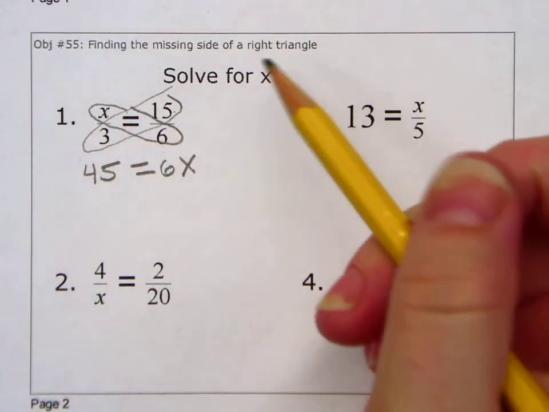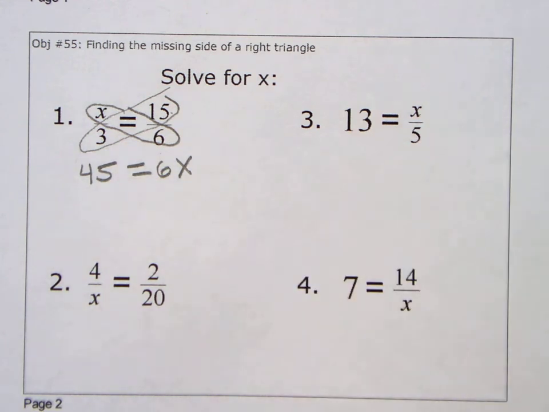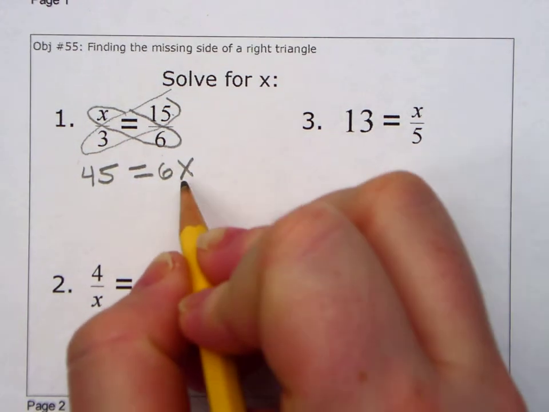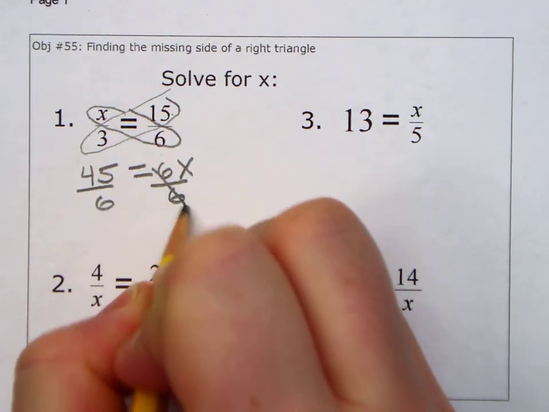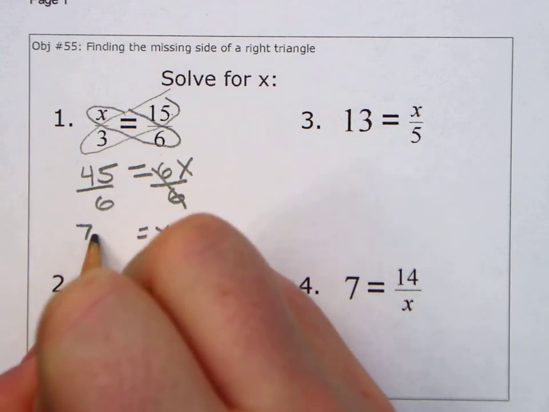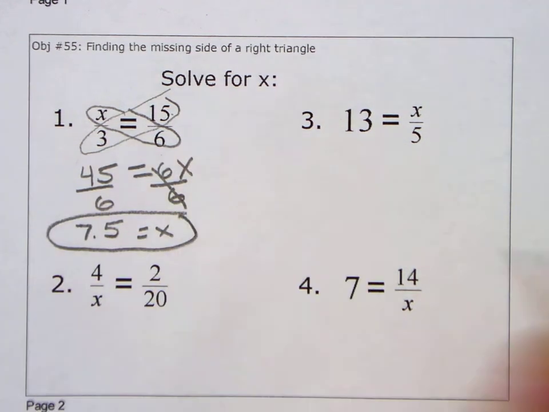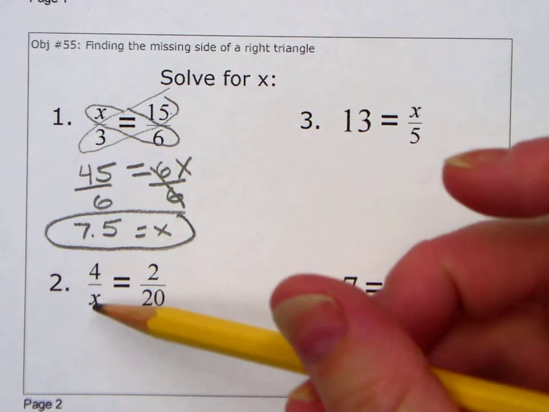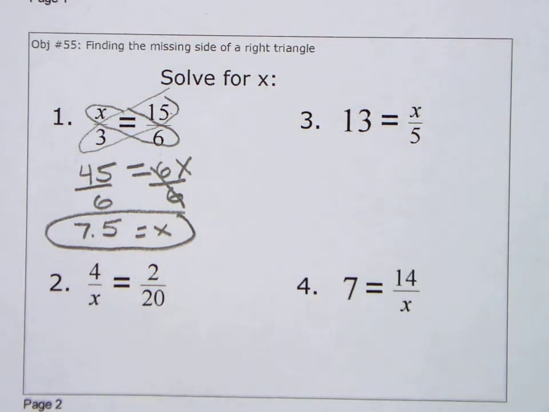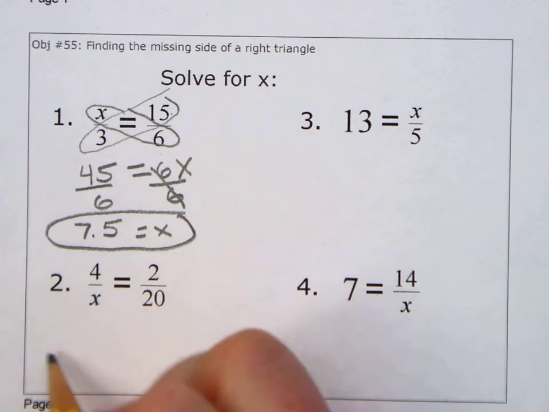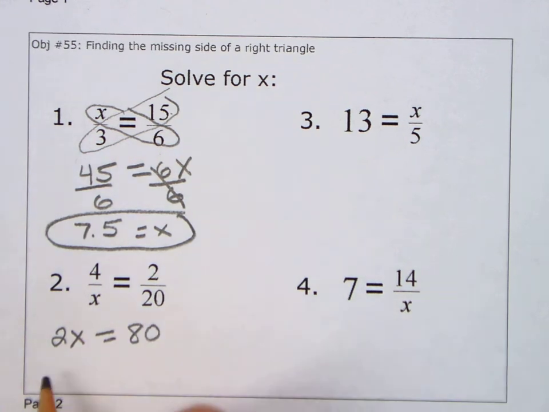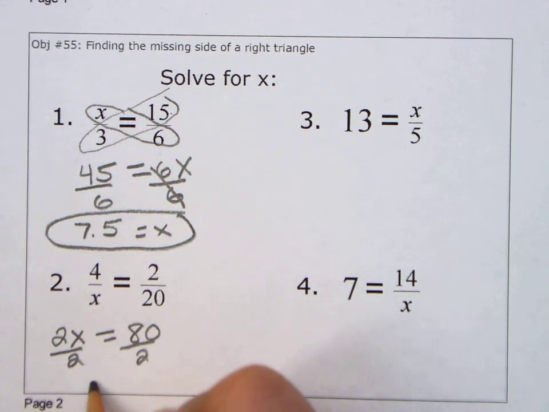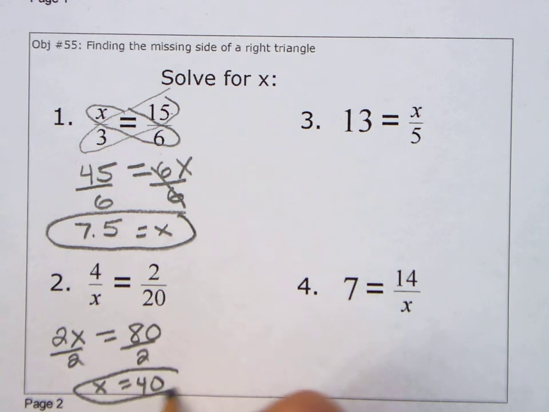I see a lot of 45 over 6x in crazy math that makes absolutely no sense, guys. And then how do you solve for x? Divide. X equals 7.5. How about if you have x on the bottom? Is there any difference? Not really. X times 2 is 2x. 4 times 20 is 80. And then just divide by 2. X equals 40.